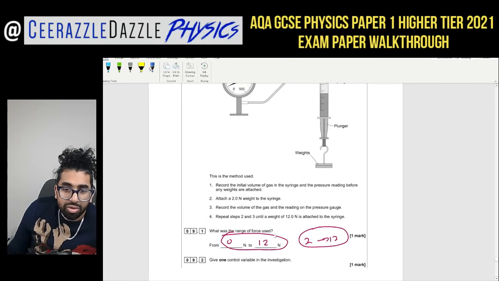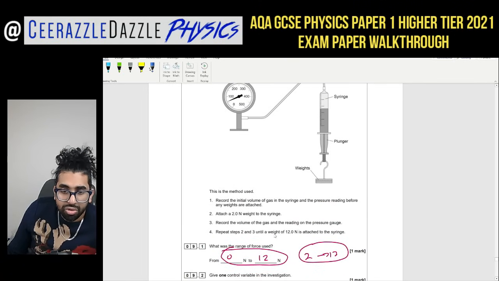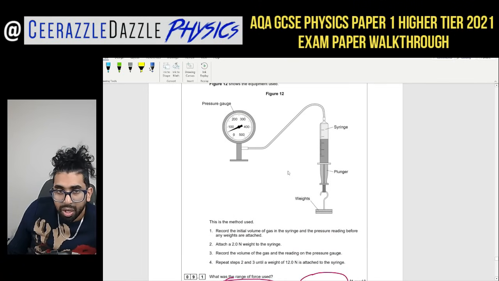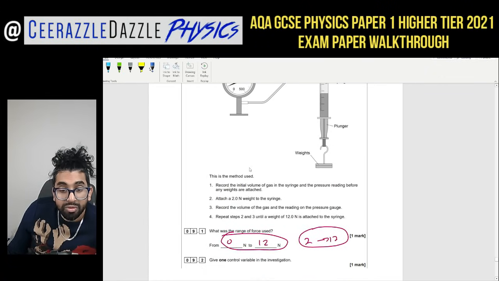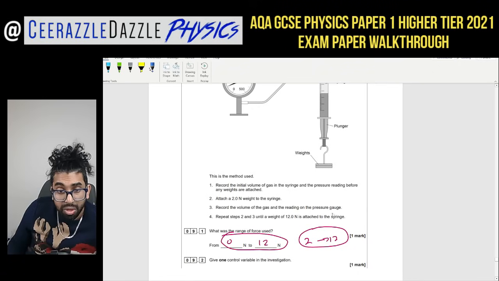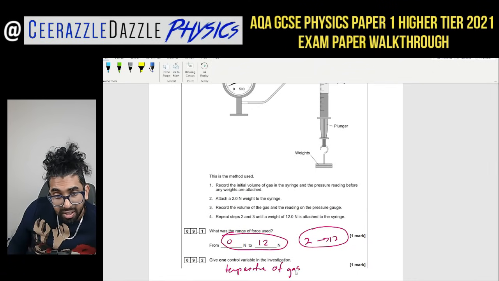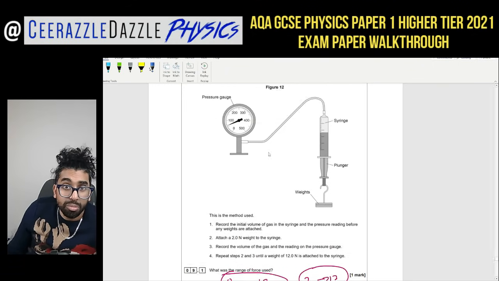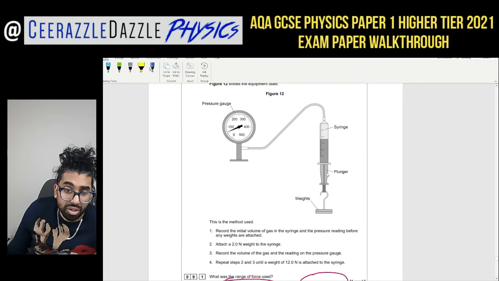Give one control variable in this investigation. What must you keep constant in this case? One thing you must keep constant is the temperature of the gas. If you change the temperature, the pressure will change. So the temperature of the gas must be kept constant. Or you could also say the total mass of the gas itself, you can also argue.